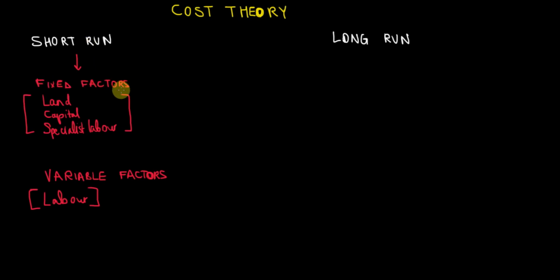The fixed factors of production would typically be the land, the capital, and in many cases, specialist labor. Specialist employees are hard to find, they are scarce. So therefore, in the short run, we cannot really change them. We cannot acquire more land or more capital or easily hire more specialist labor because these are relatively scarce and expensive. However, we also have variable factors, which would be the labor force or the regular employees that we have.